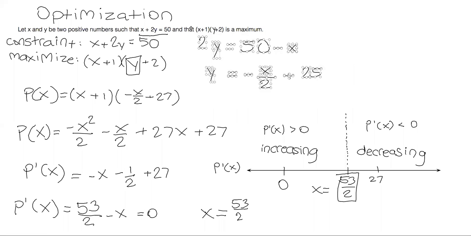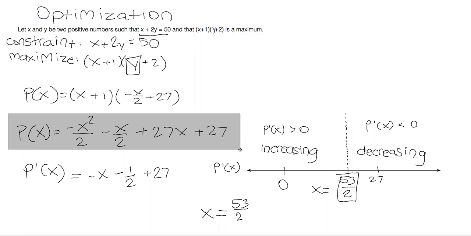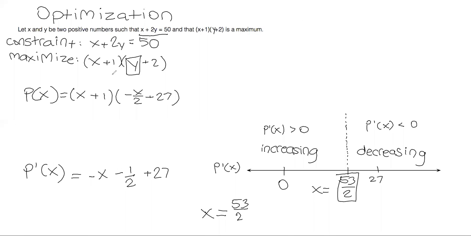Let me clear away some of the stuff we may not need anymore. So our goal now is to find y now that we know x. We want to plug x into our constraint, and only then will we be able to find the y value to go along with it. x plus 2y is 50. So what I want to do now is replace x with the value that we found. And now it's just a simple matter of solving for y.